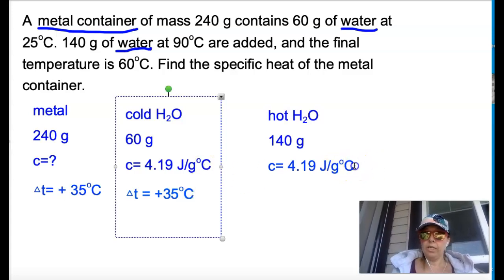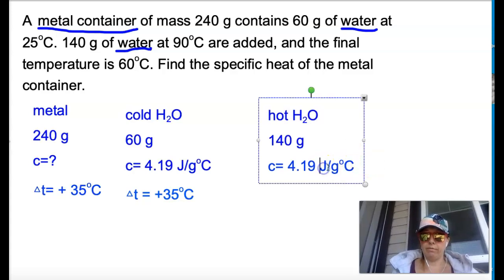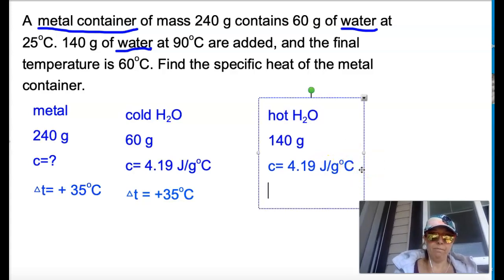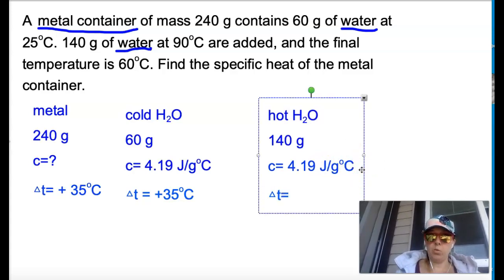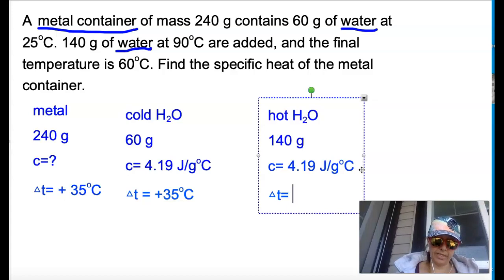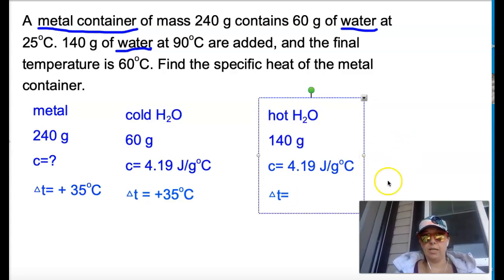Okay, so over here, we are now going to have a different temperature change though, okay? So temperature change for this one, that's going to be its final minus its initial. So the final is 60, right? Because the final temperature of everything is the same, but the initial temperature of this water was 90. So we're doing 60 minus 90. So I'm getting negative 30 degrees C.